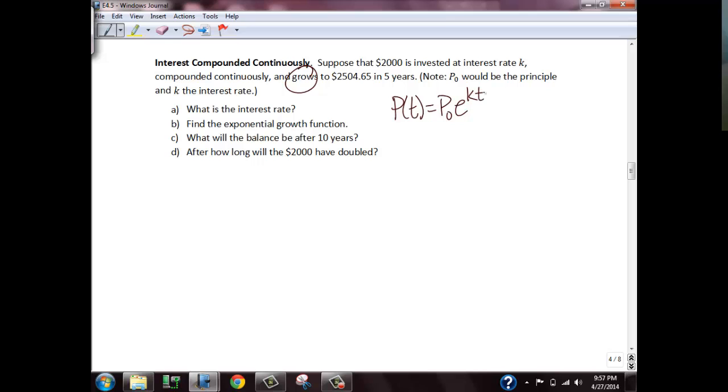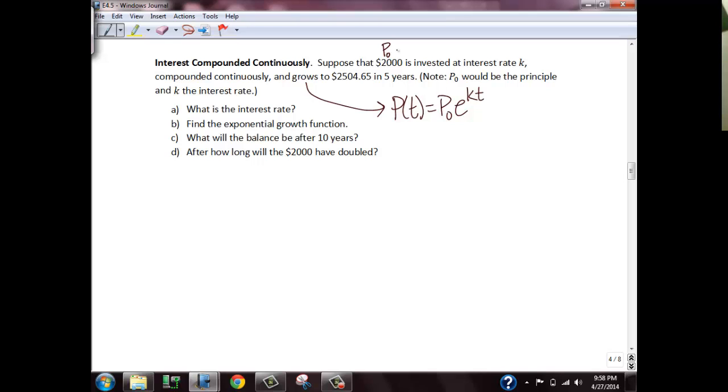Now that we know what function we're using, the first thing it asks us is what is our interest rate? So that means it's not given to us. So let's go ahead and read our problem. It says, suppose that $2,000 is invested. Okay, so if that's what's getting invested, I'm going to go ahead and write up here.